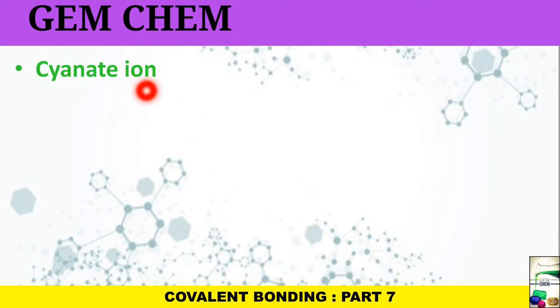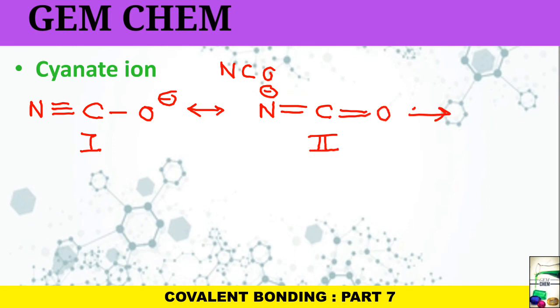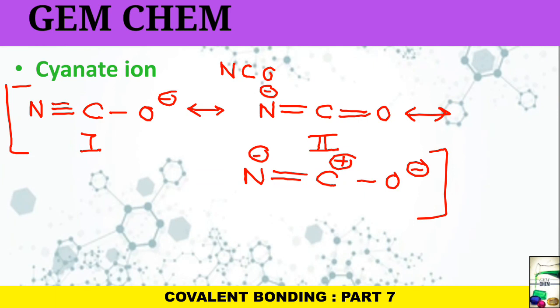The last example is cyanate ion. So cyanate ion looks like this, NCO, right? So it will look like this. This is our structure 1. This will undergo resonance to form N minus double bond C double bond. This is our 2. Next will be N minus double bond C plus O minus. And this is the 3 structures of cyanate ion.